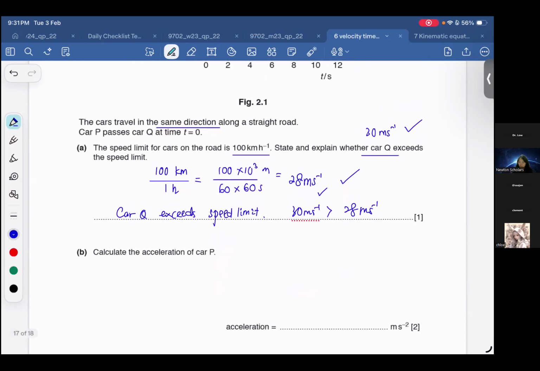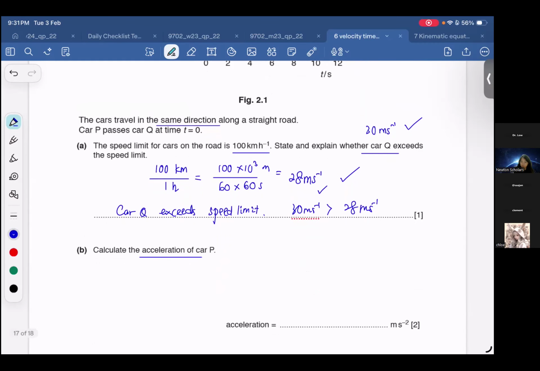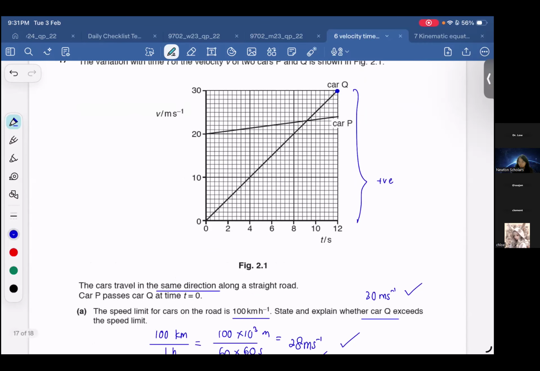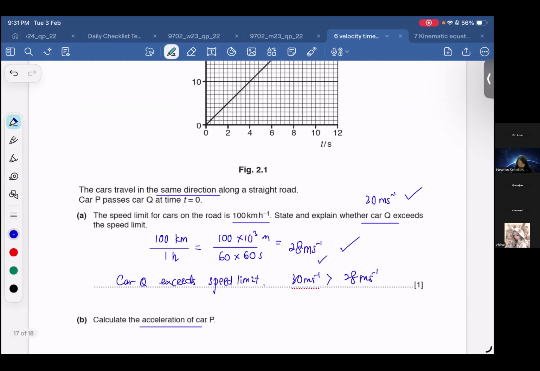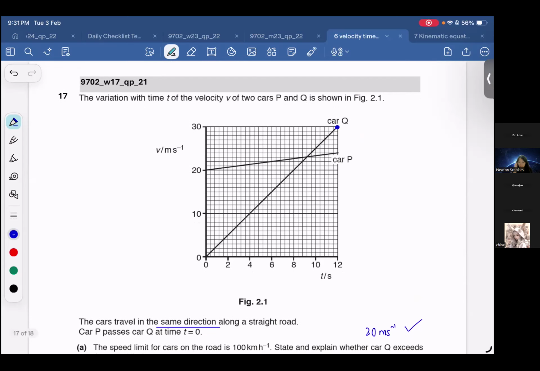Okay, calculate the acceleration. This is a velocity-time graph. How do we find the acceleration? Just now I did mention: find the gradient. So what do they want? Car P. Car P, find the gradient. Gradient for car P here: this is 20, then 1, 2, 3, 4, so 24 minus 20, divided by the time.